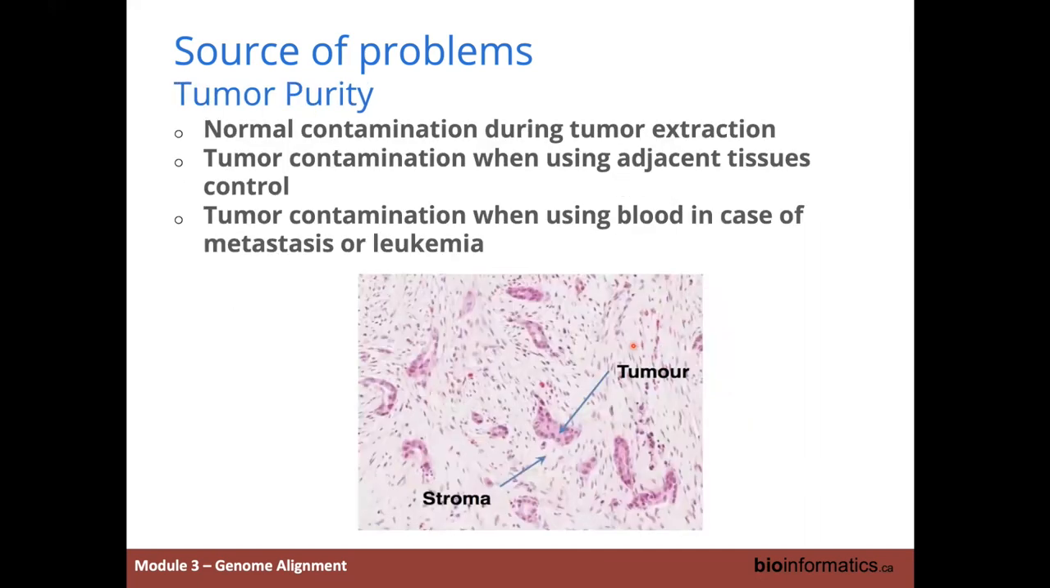Another challenge we need to take into account is the purity of the data, because when you sequence a tumor sample, there's always a mix of tumor and normal cells. It's never 100% tumor cells in your sample. So you need to be able to go into your data and estimate the proportion of tumor cells, because it will also reduce the amount of evidence you will see for doing variant calling.